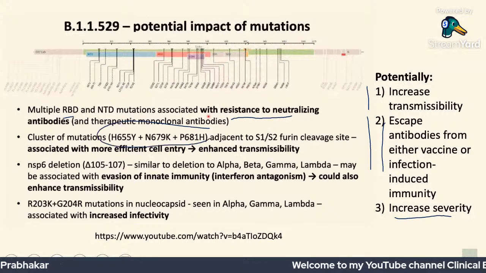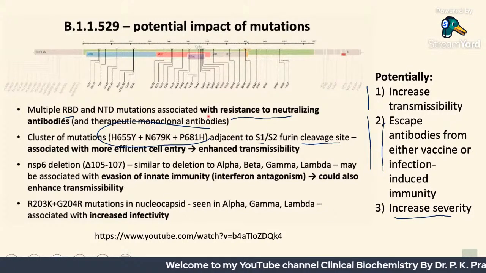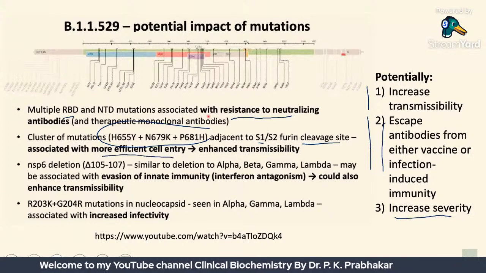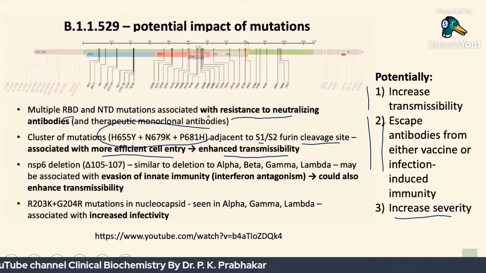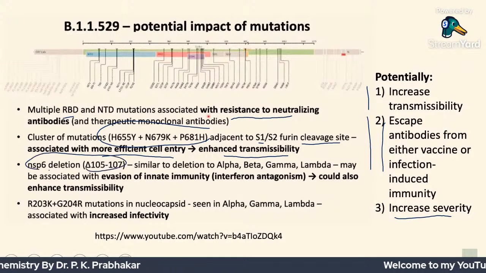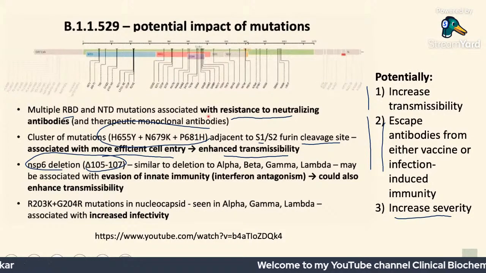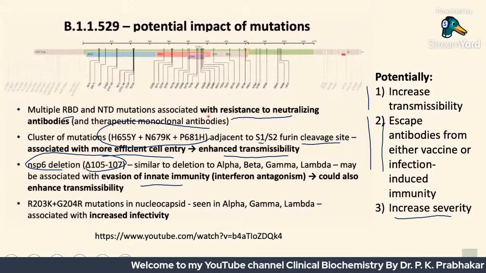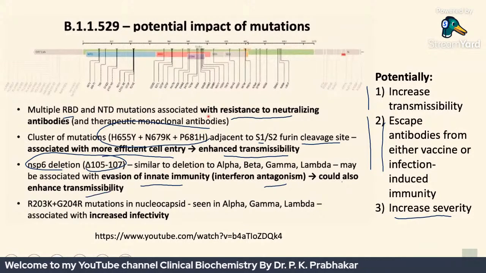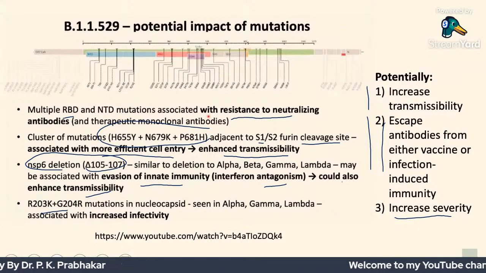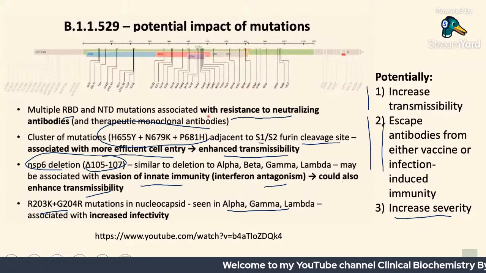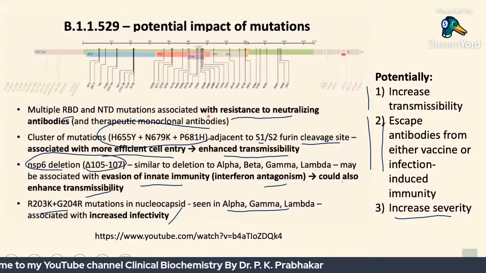These three mutations, which are present in the S1 S2 furin cleavage site, are normally associated with more efficient cell entry, so the transmission rate will be increased. Then there are some other mutations, such as the NSP6 deletions, which normally help the virus to escape from innate immunity, interferon antagonism, and could also enhance transmissibility. And the R203 and G204R mutations on the nucleocapsid, which were seen in earlier alpha, gamma, and lambda, are associated with increased infectivity. So this is a possibility: these mutations could increase this type of effect.